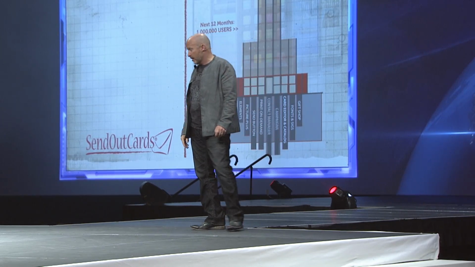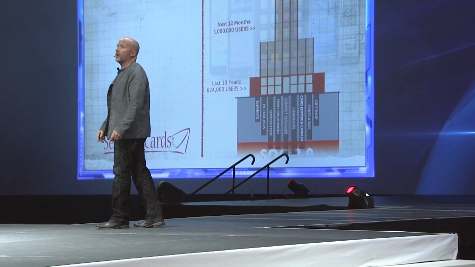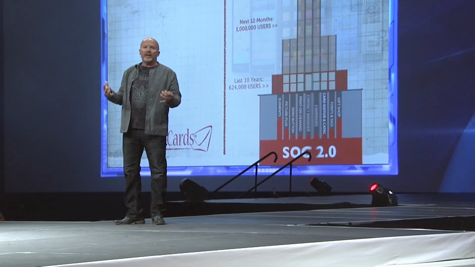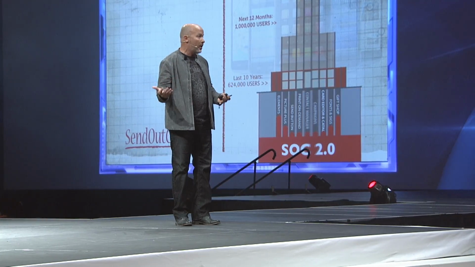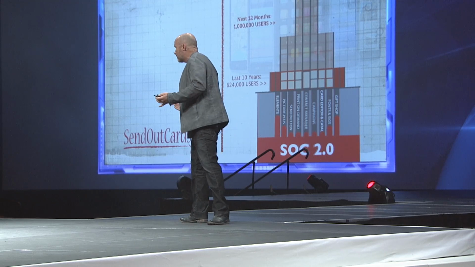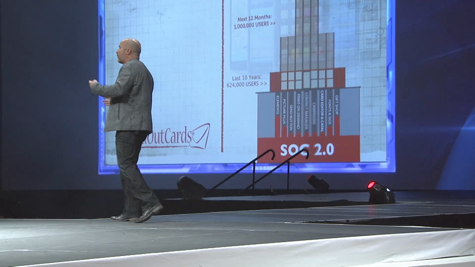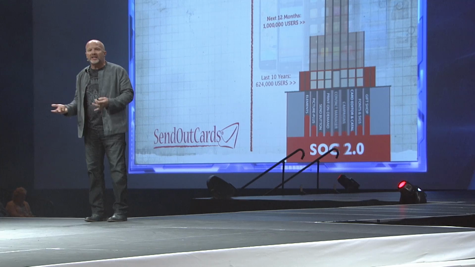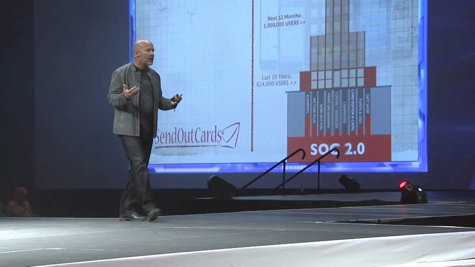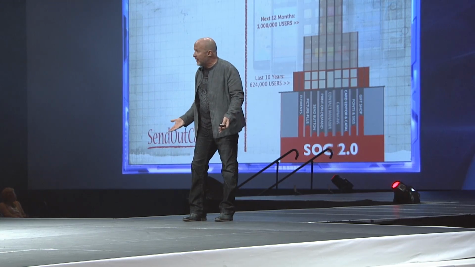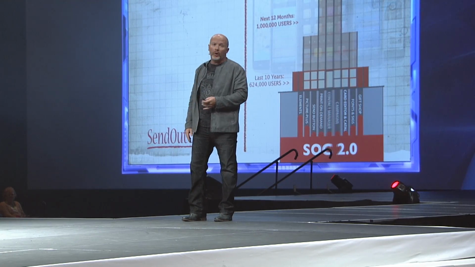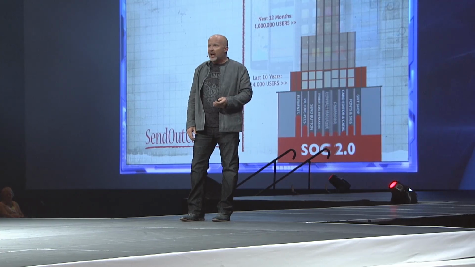Are you ready? Okay, the first thing that we want to do is build a version of SendOutCards that we're calling SendOutCards 2.0. Brand new website, brand new contact manager functionality, all kinds of fancy new stuff in the new SOC 2.0. And everything that we build from here on out will be built out of the SOC 2.0 version. Does that make sense?